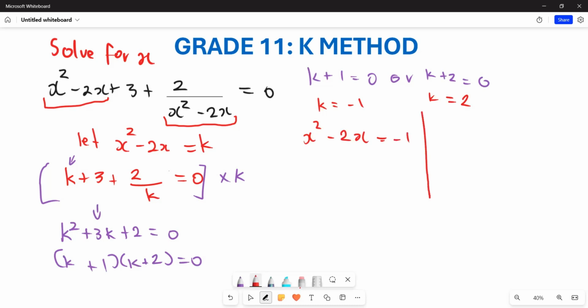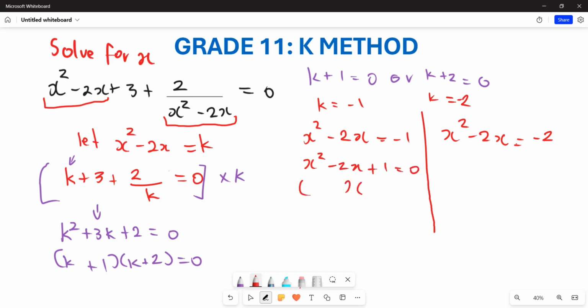Let me just also write the other one. The other one here is going to be the same as, remember this -2 here, which means x squared subtract 2x is equal to -2. Now you're having your trinomial. You're still going to solve that, right? So which means this is going to be your x squared subtract 2x plus 1 is equal to 0.